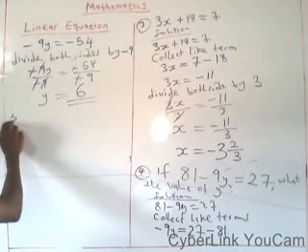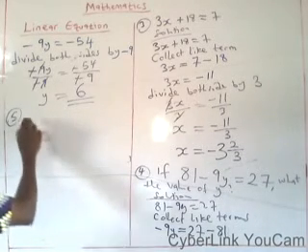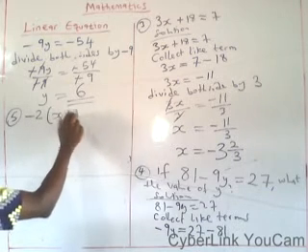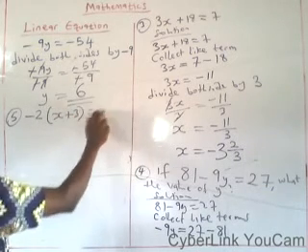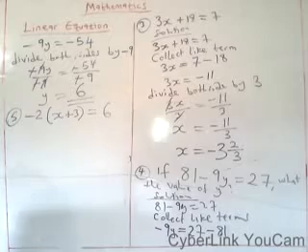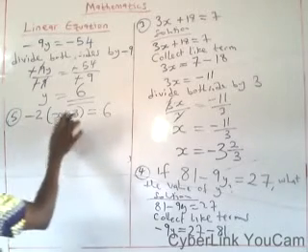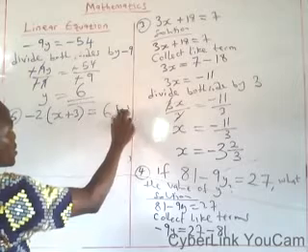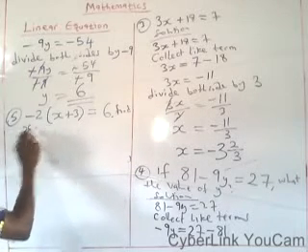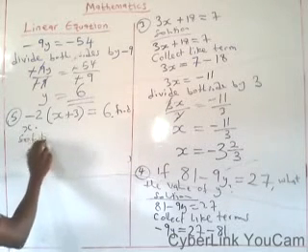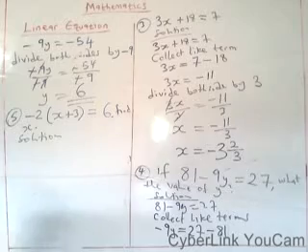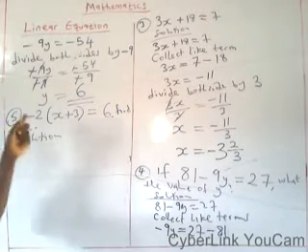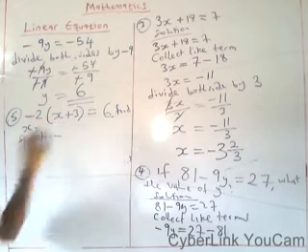Now the next example. This next example involves brackets. Minus 2 into bracket x plus 3 is equal to 6. That is the question. Then find x. From example number 1 to example number 4, none of those examples involves what? Brackets. But this number 5 has to do with brackets.